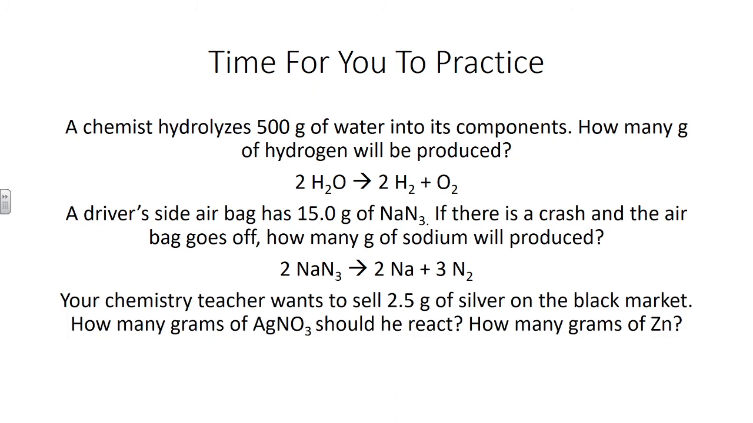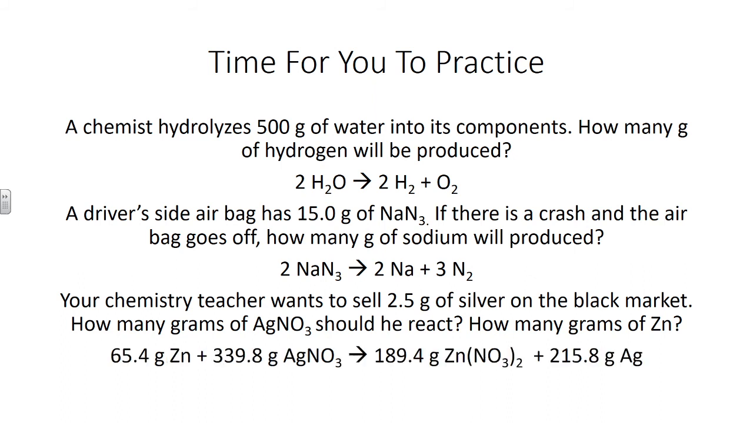Your chemistry teacher wants to sell 2.5 grams of silver on the black market. Ooh, what's going on? Has he been strapped with some hard financial times? Maybe the coronavirus has given him some unexpected bills. At any rate, he needs to know how many grams of silver nitrate to react, as well as how many grams of zinc he wants to put in. And here's a little present for you, the mass balanced equation. Look at that. So I just went straight to the mass balanced equation for you.